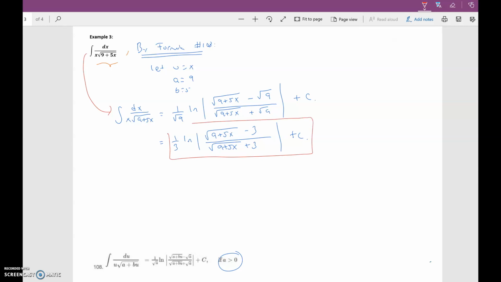And that is the formula. Really short. It actually fit the problem. We didn't have to do any sort of substitution.